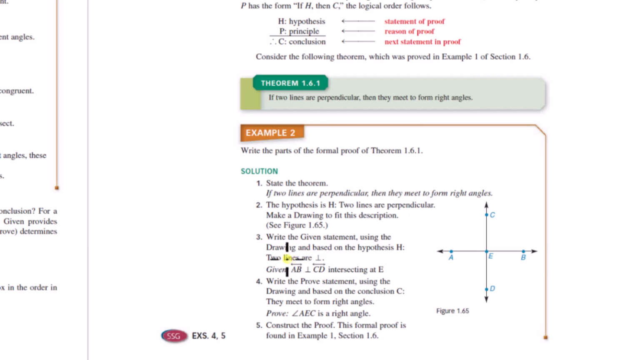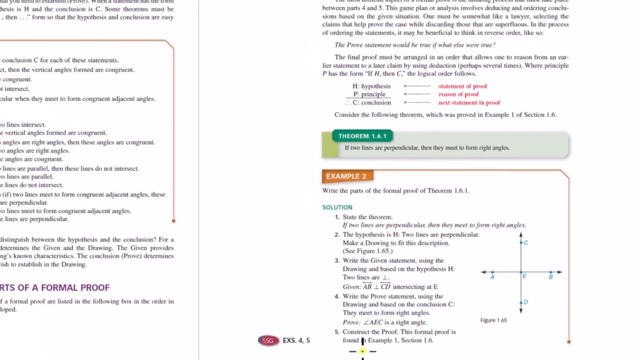Okay, so you write the given statement: given line AB is perpendicular to line CD, intersecting at E. Now you write the prove statement. What are you trying to prove? That they form right angles. The adjacent angles are right angles. So they meet to form right angles. That's the conclusion. So we want to prove that angle AEC is a right angle. But you could continue that further if you wanted to prove that the rest of the angles are also right angles. And then you construct the proof, the actual proof going from the given to the prove statement. And in the previous section, we actually did the proof.